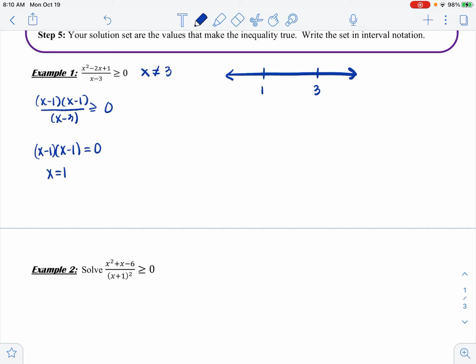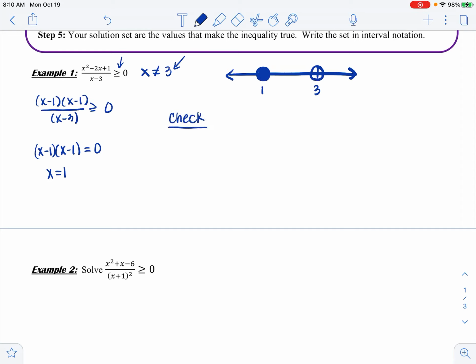All right, here's where 1 would lie, here's where 3 would lie. All right, so now I need to decide if I'm including these or not including these. So this says do not include 3. So 3 is an open point. The 1 came from my inequality greater than or equal to. So I am including 1 as a solution.